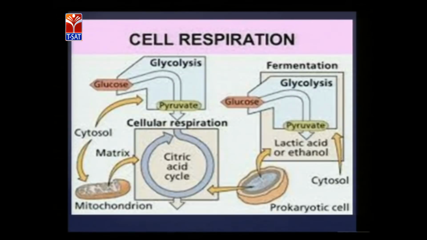Cellular respiration includes glycolysis, the Krebs cycle and the electron transport system. Glycolysis takes place in the cytosol, while the Krebs cycle takes place in the matrix of the mitochondria. The Krebs cycle is also called the citric acid cycle.